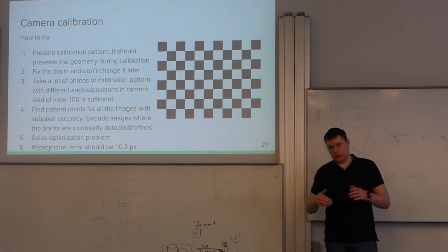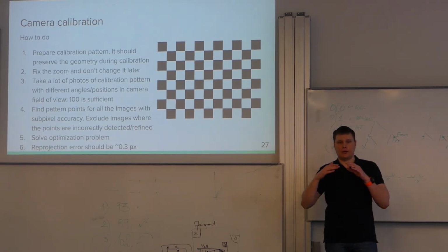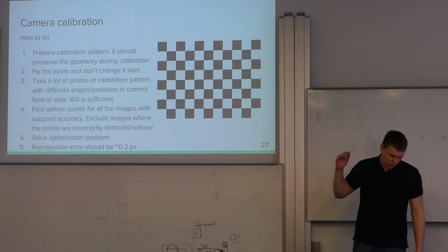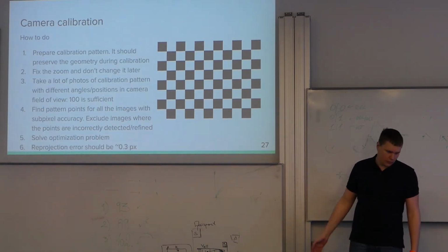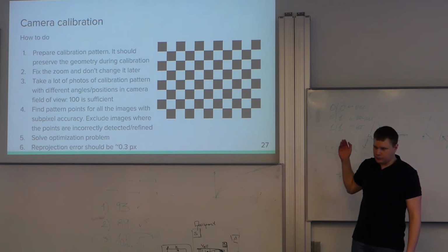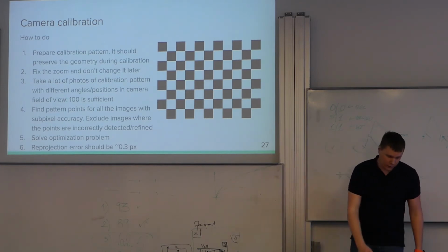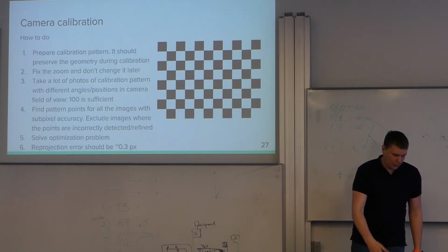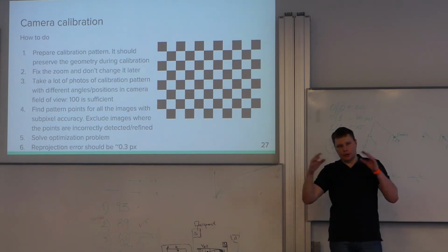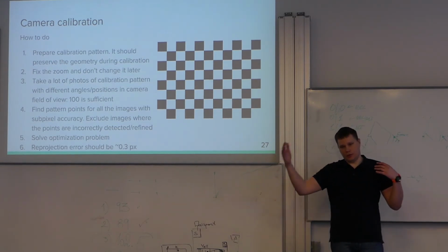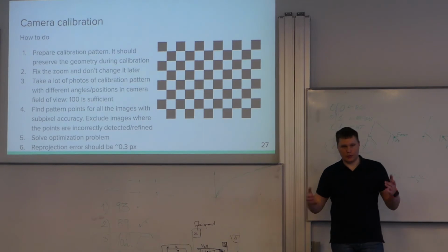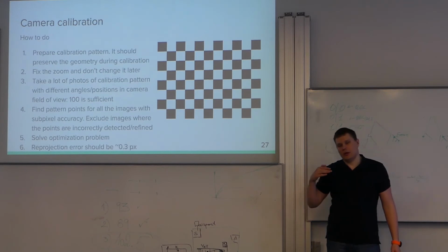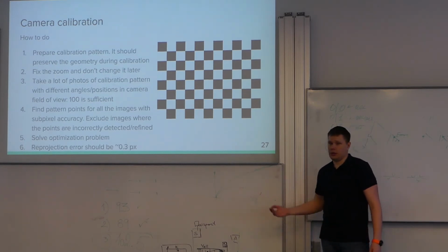Next, we took a lot of photos, and we need to find the points of our pattern on the images. OpenCV lets you do this, and we will review it on real samples on the next slide. Next, we found all the points for our images, and we solve an optimization problem to find the camera matrix and distortion coefficients. The metric used is the reprojection error.